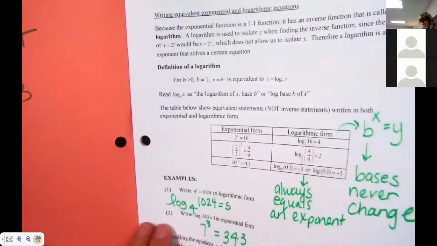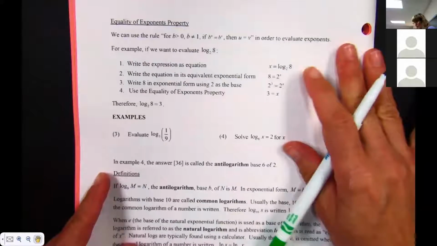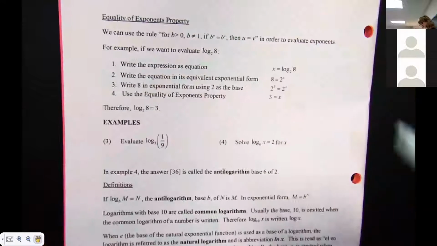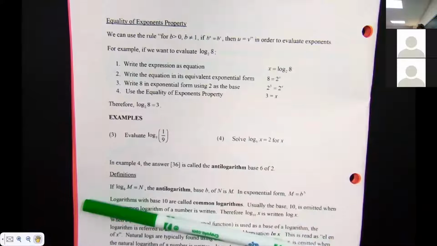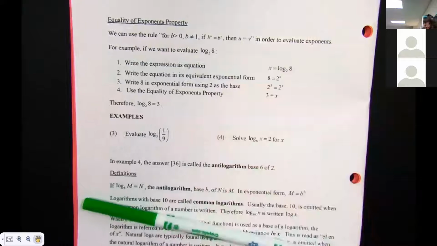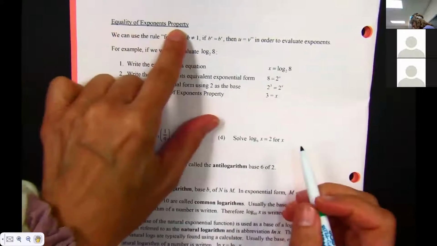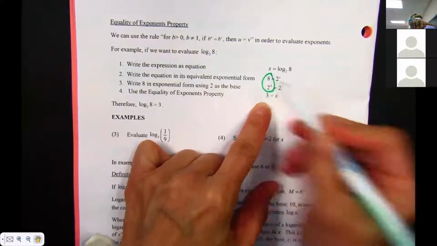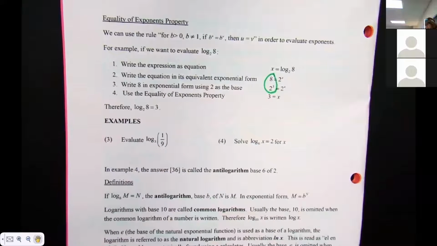Okay, let's see what's on the other page. Okay, so the equality of exponents property, you guys have been doing this for 2 or 3 weeks. You just didn't know the name of it. It's that whole thing where you don't see an 8, you see 2 to the 3rd power. Or you don't see 27, you see 3 to the 3rd power. That's what this is right here. So the equality of exponents property is that right there. You've been doing that this whole time.